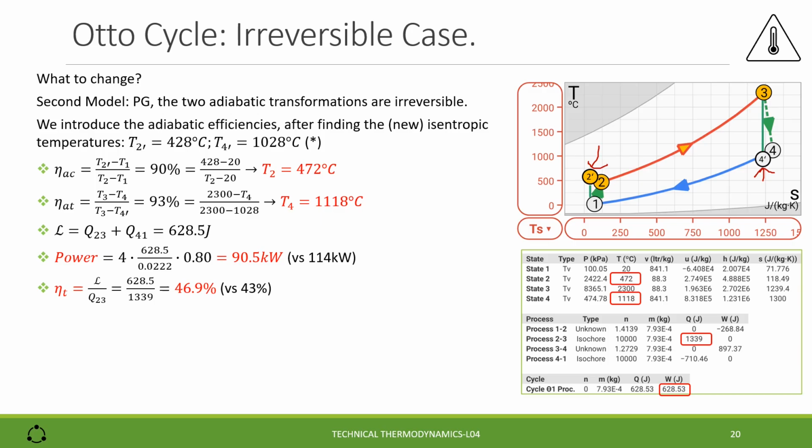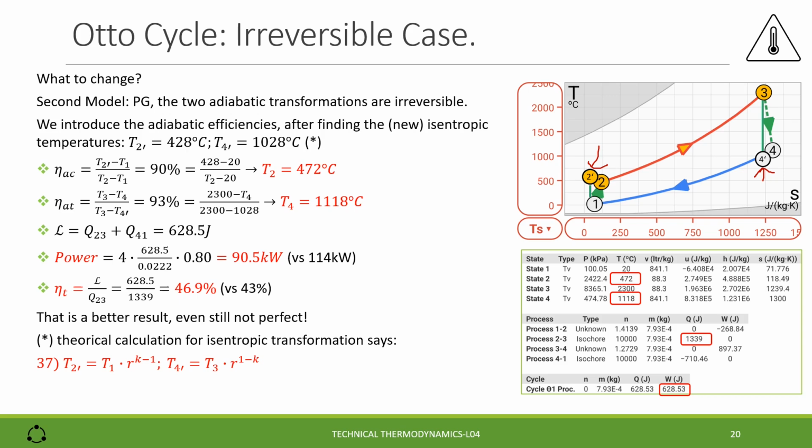The power does not change much versus the one calculated in the ideal case, but the efficiency is now much closer, 46.9%. Also, this is a better result, even not perfect. We remember that the theoretical calculation for the isentropic transformation says T2' equals T1 times R, the volumetric ratio, to the power K minus 1, and T4' equals T3 times R to the power 1 minus K. But we did not use this formula because K for the perfect gas is not constant. Therefore, we rely on the Thermonator tool.